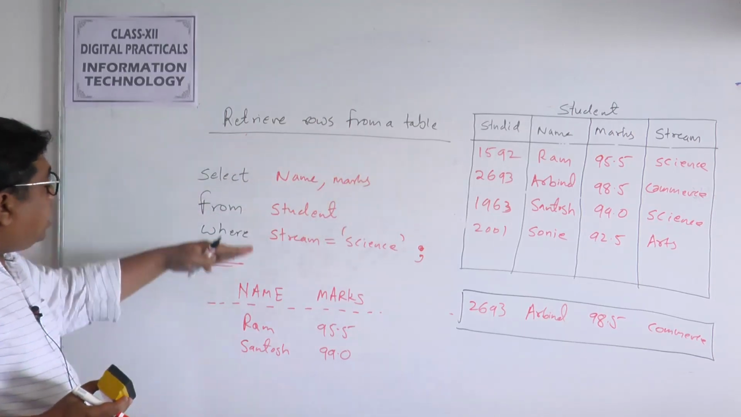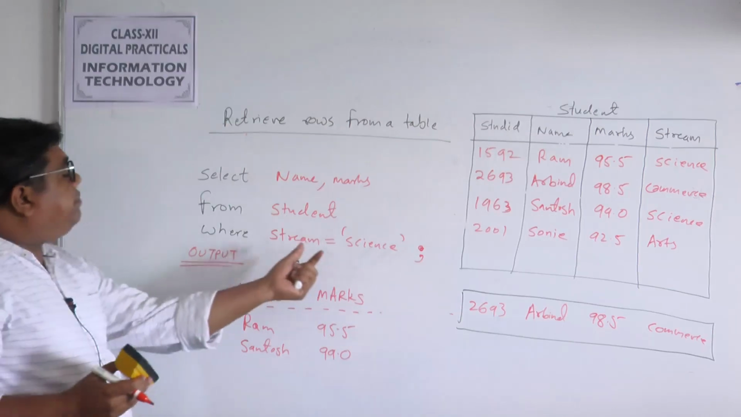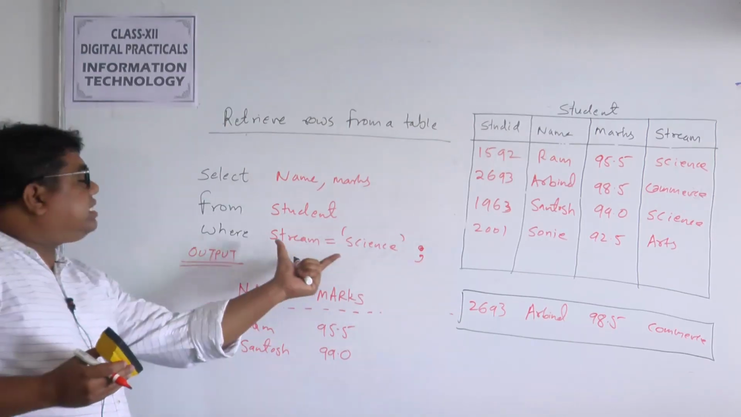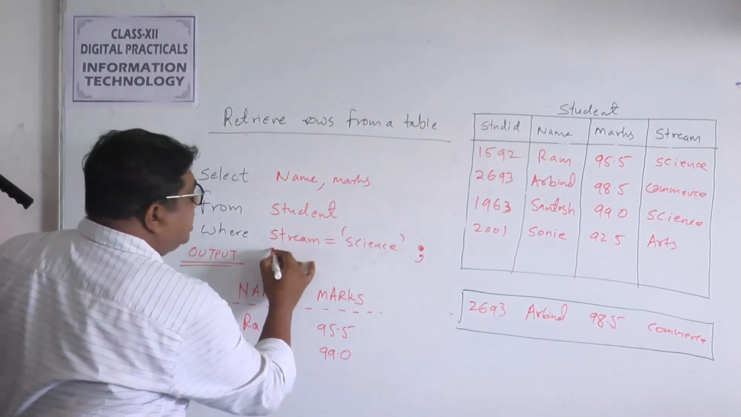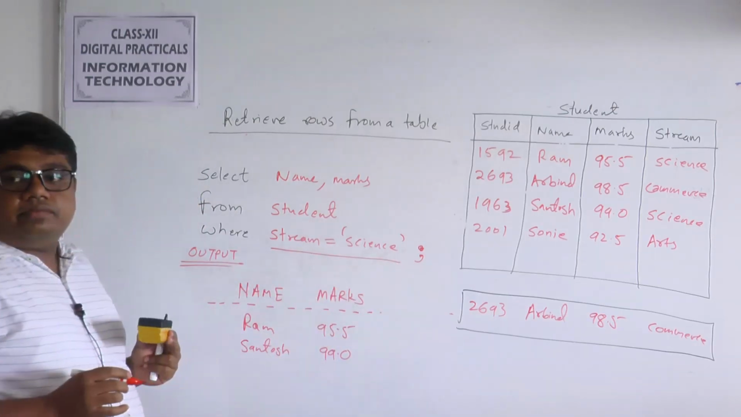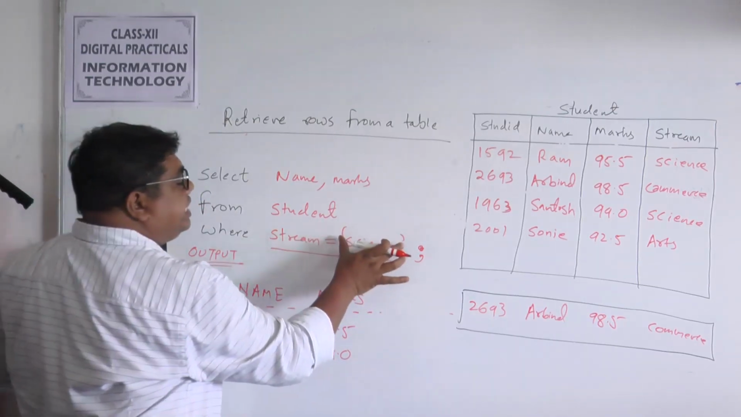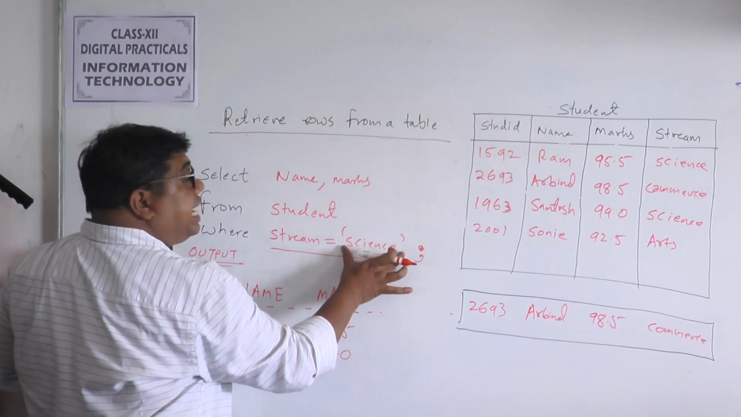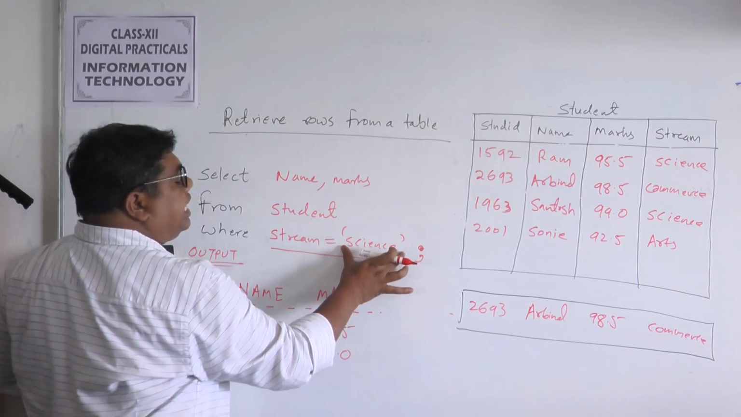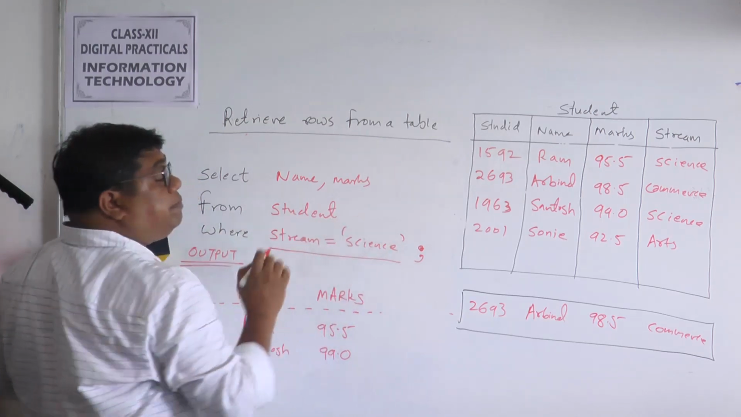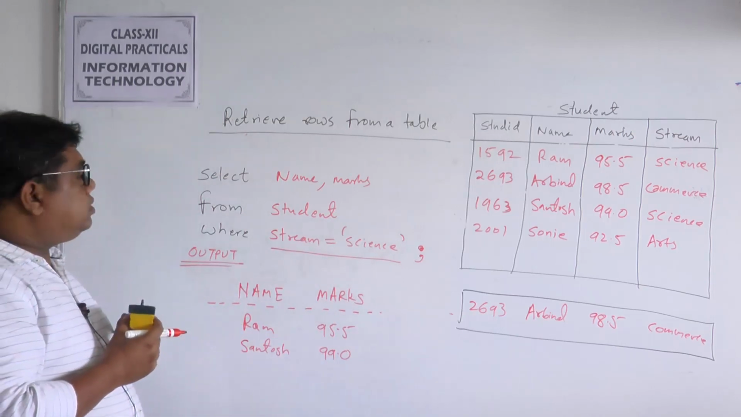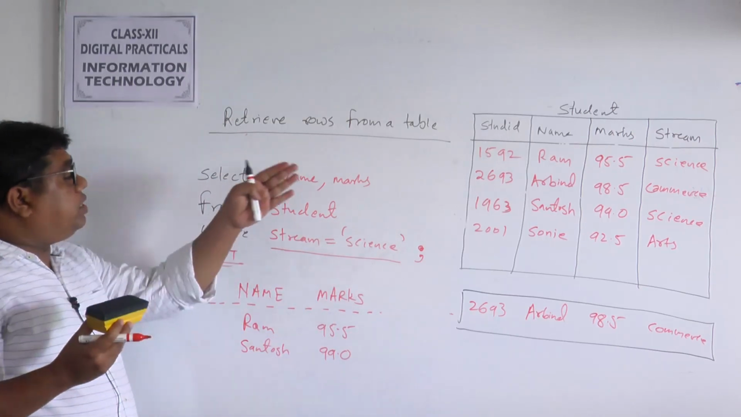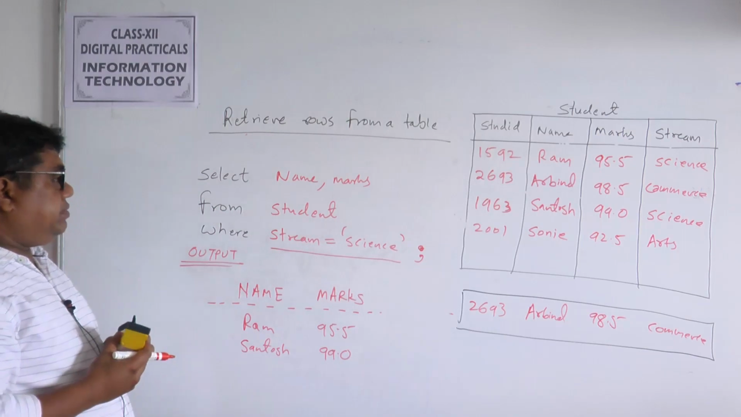So this is how we query. We have used the relational operator, and this is the condition we have written. And why have we written it in single quotes? Because it's a character data type, and a character value in SQL is always enclosed within a pair of quotes. So this is how we query based on a condition.